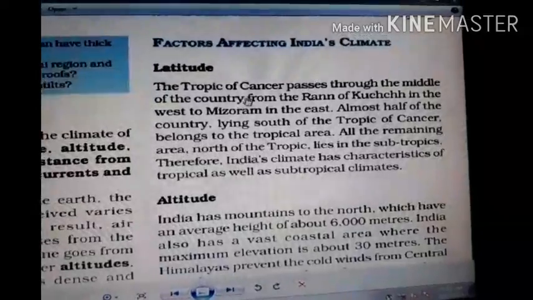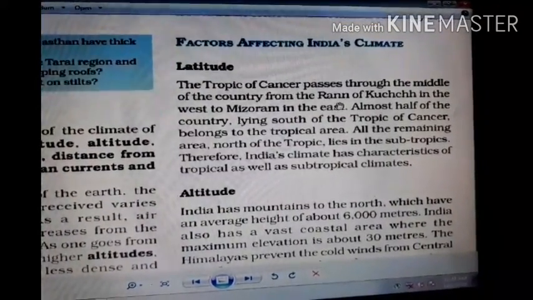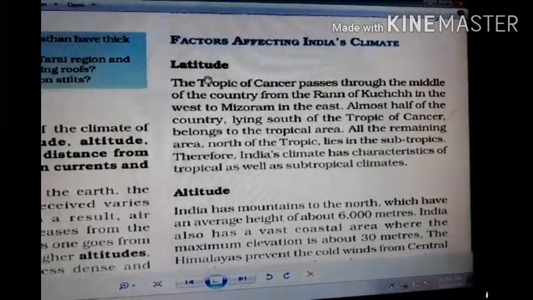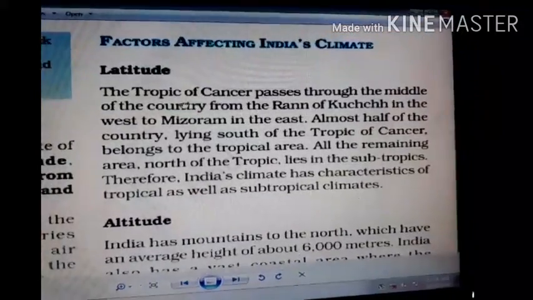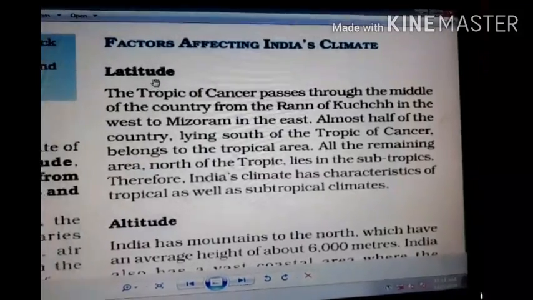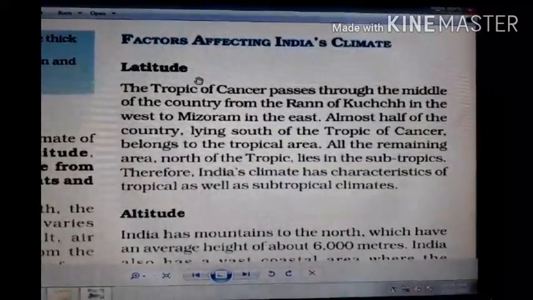These are the major factors which affect India's climatic conditions. First is latitude. What is latitude? Latitude is the distance from the equator, measured by imaginary lines. These lines are called latitudes.